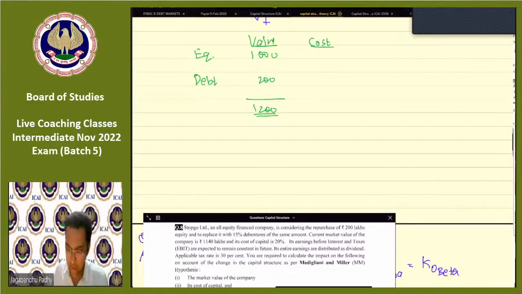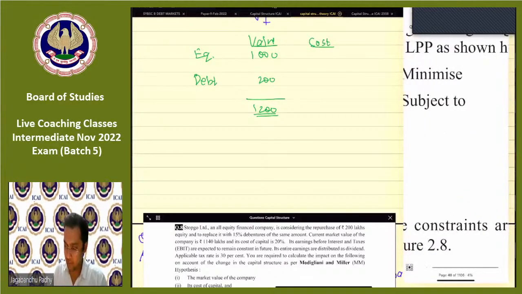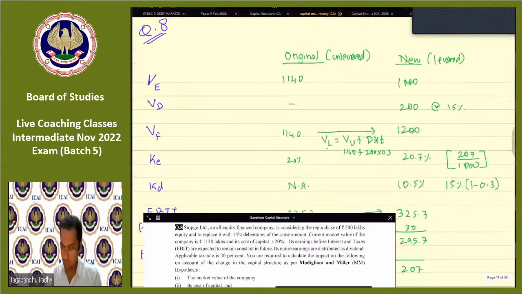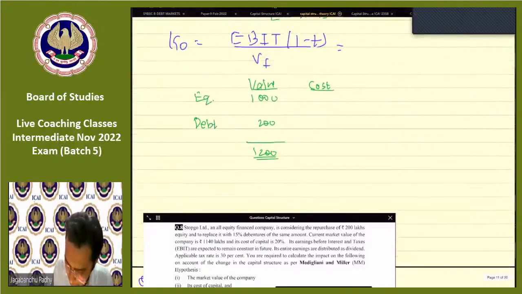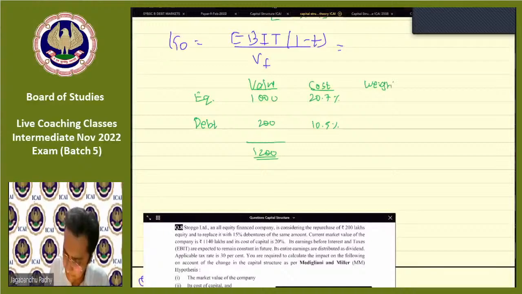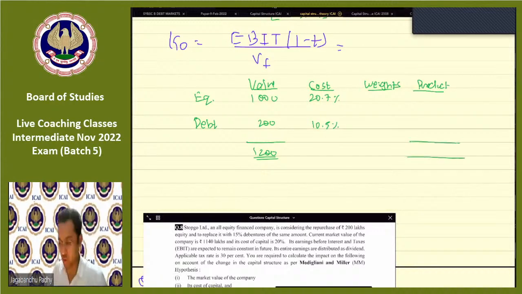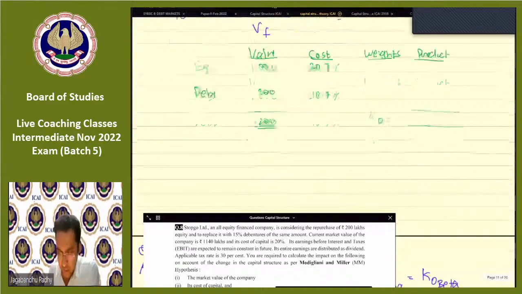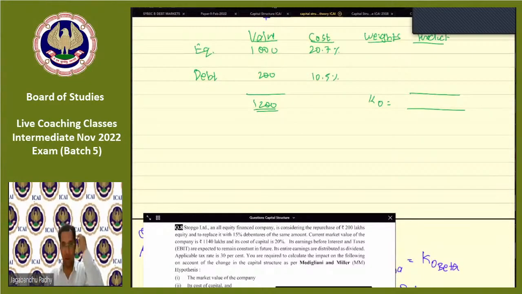Cost of capital is, equity has got a cost of 20.7%, and debt 10.5%. Then you write the weights, write the product, and take a total of it. And the total that you get is what we say as the overall cost of capital KO. Right. So get this KO.